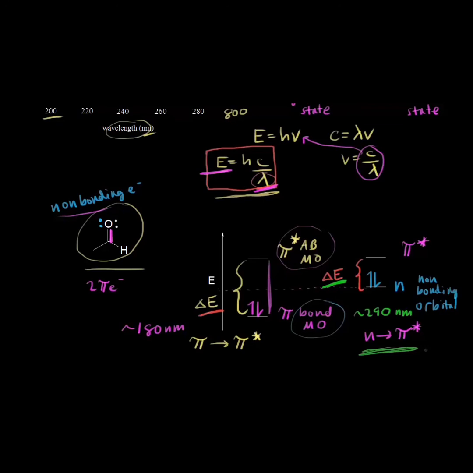This is an important concept. So as you decrease the energy difference between your orbitals, you're going to increase the wavelength of light that's absorbed. And we'll talk much more about that in the next few videos, because that's where the idea of color comes in.